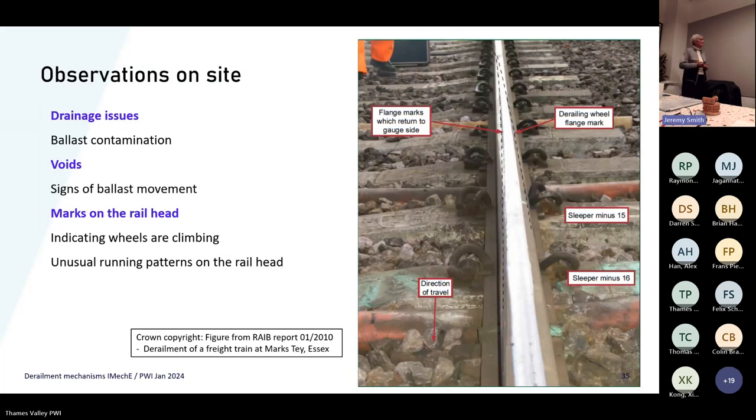So what do we see? Drainage issues are often the starting point. Ballast contamination gives an idea that the ballast is moving. This is from a different event, Marks Tey in Essex. Always after the event, when RAIB go out and crawl around and have a look, there were marks on the railhead that indicated that vehicles had been landing on the railhead, dropping back into the 4 foot. And then one day one landed on the railhead and fell off into the 6 foot. But we don't walk the track the way that we used to. It's very difficult to see some of those things.